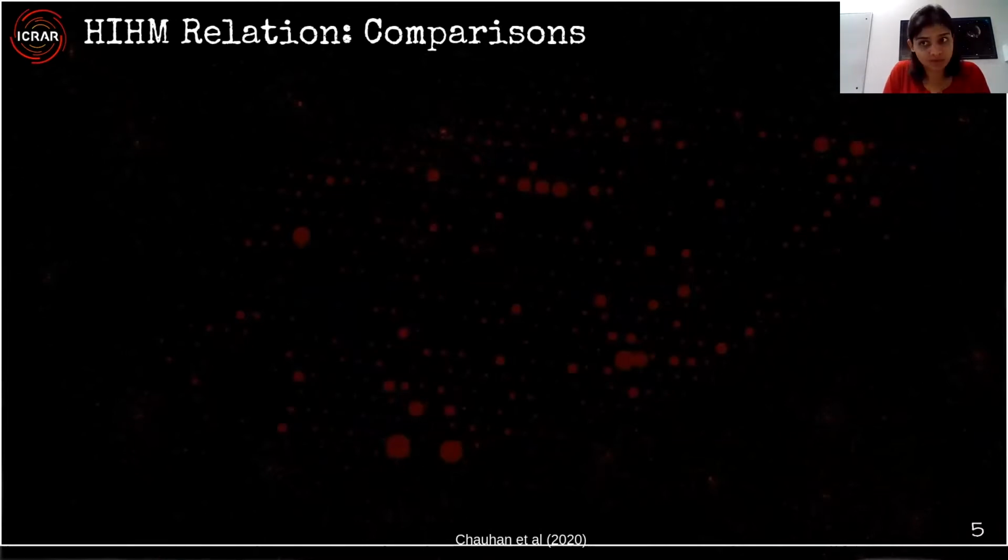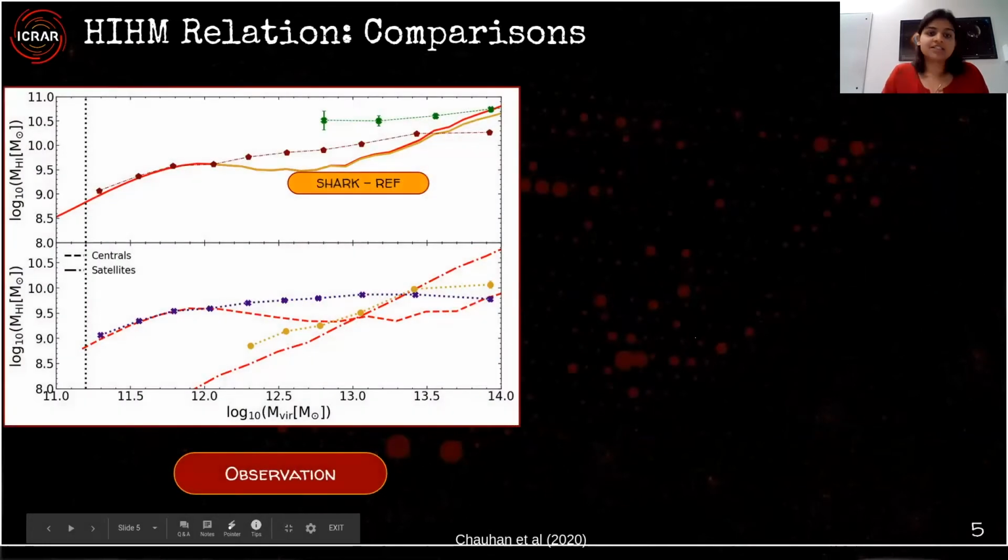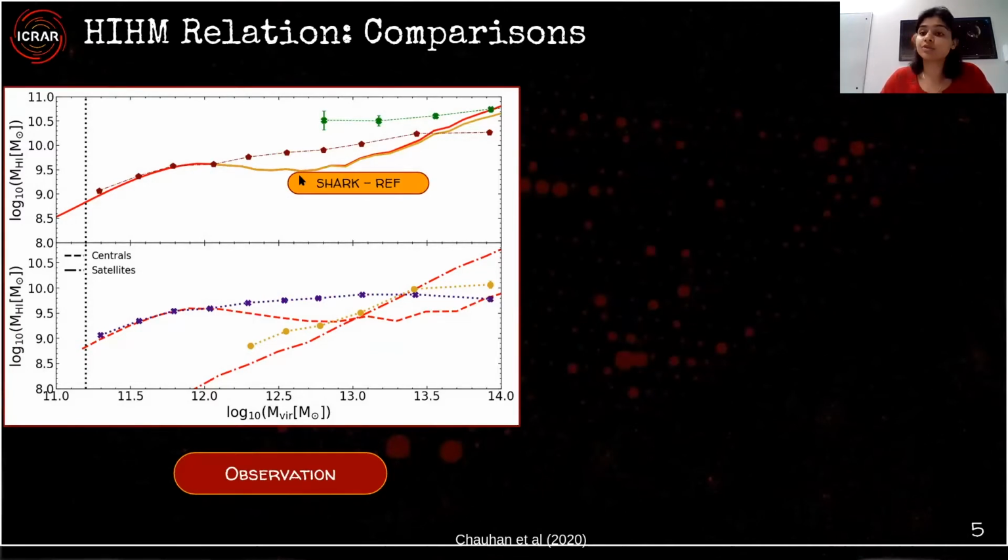the out of the box HI halo mass relation that we get from SHARK and compare that with the available observations. So on the plot on the left, what I show is the line over here, that is the HI halo scaling or the HI-HM relation that we get from SHARK out of the box, the average HI-HM relation. On the bottom panel, what I am doing is showing the same average HI-HM relation, but now looking at the contribution from centrals and the contribution from satellites for SHARK.